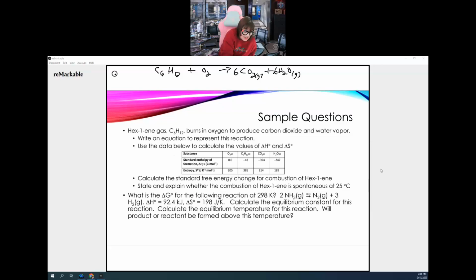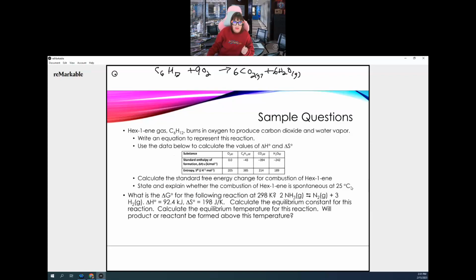That gives me my 12 hydrogens on both sides. And now I have 6 times 2 is 12, plus 6 is 18 oxygens, and so I need 9 of those to balance that. So that balances what I'm looking at. Cool. So that's my equation to represent that reaction.